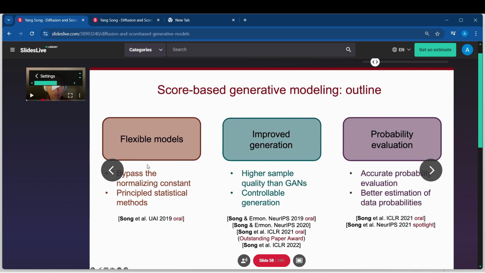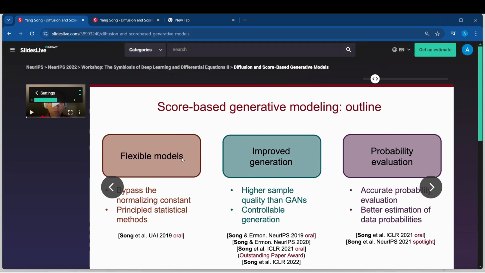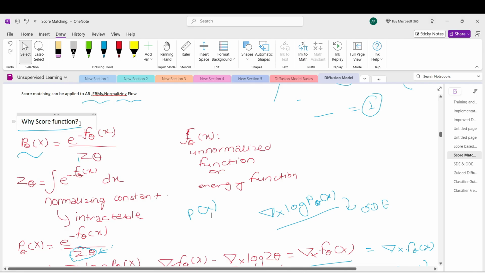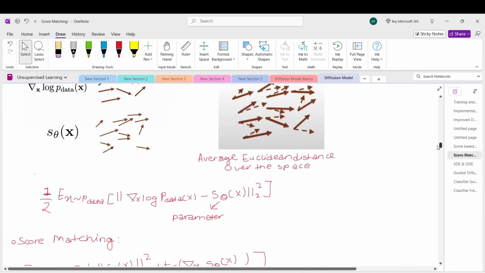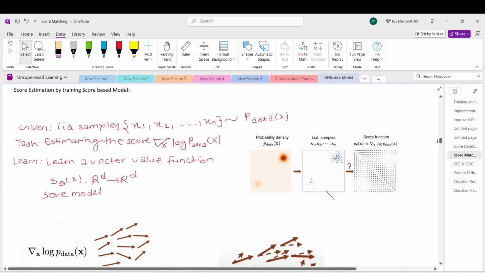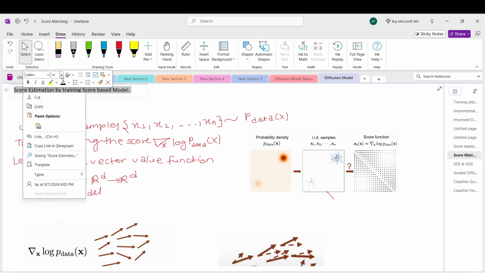What he is saying is that if you have a score based generative model, it has these benefits: it improves the flexibility of the model, it improves generation, it helps in controllable generation, and also in probability evaluations. I think you get why we need the score function. So this is the idea of why we need it and how we can do this. Let me start. Let's focus on this quantity. Just make it big.